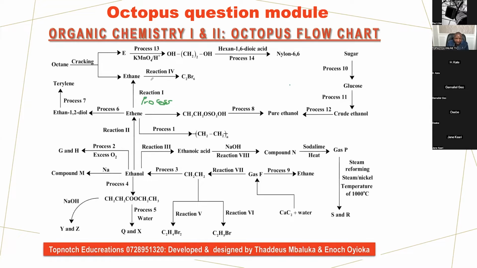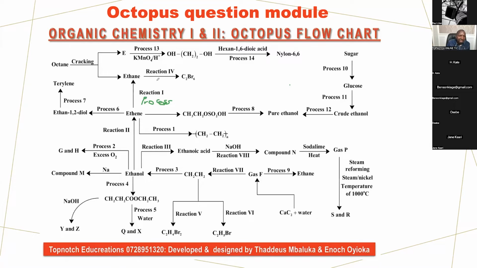Substitution reaction. What is the reagent that is needed there? Excess bromine, because we have replaced all the hydrogen. So there is excess bromine used there. The condition is UV light. Right. Perfect.